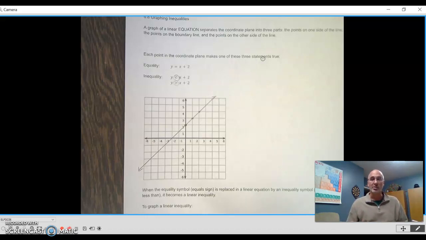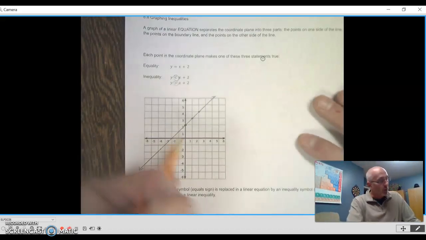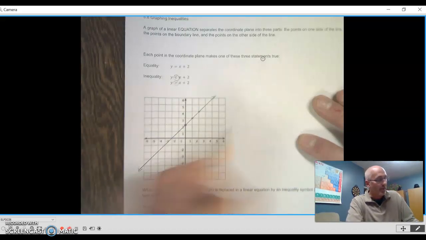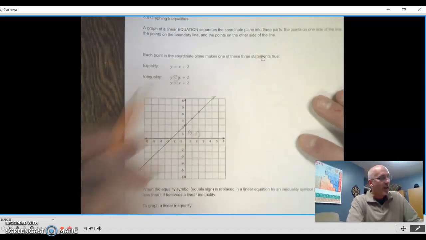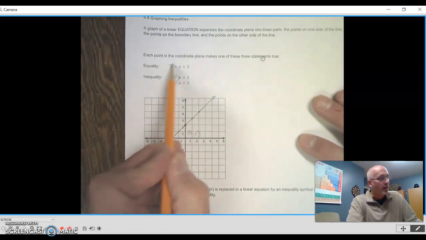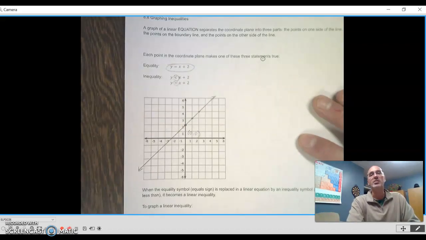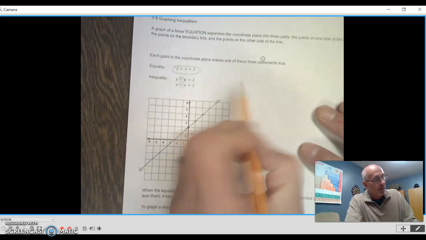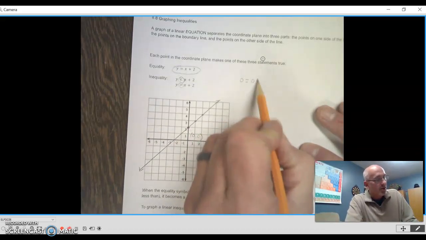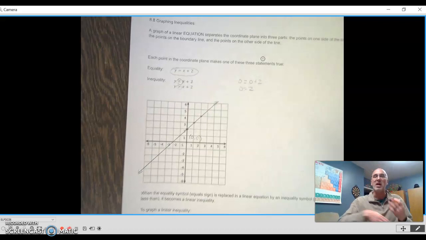The first thing we are going to do to learn how to do this is look at the points on each side of this line. Let's just say we have the point 0, 0. If we put that into our original equation, the 0 and the 0, I get 0 equals 0 plus 2. So 0 equals 2. Now that doesn't make much sense. 0 does not equal 2.